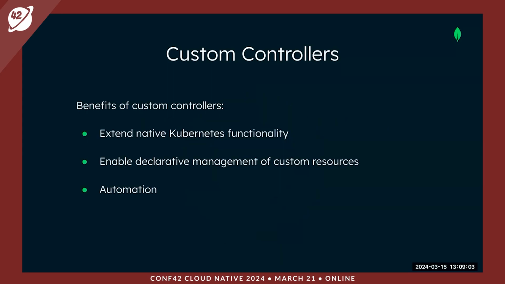There are several key benefits of custom controllers. They extend the native Kubernetes functionality by enabling you to manage resources specific to your application or infrastructure needs. They allow you to manage these custom resources in a declarative way. You just define the desired state of your custom resource, and the controller handles achieving and maintaining it. And automation. Custom controllers automate tasks related to managing your custom resources. For example, rolling updates to your pods.